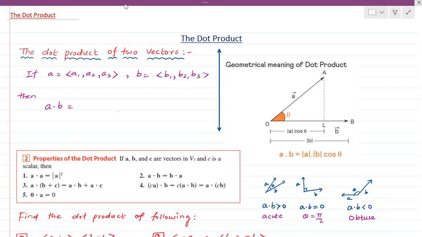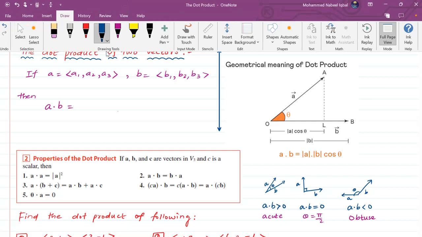In this video, we are going to discuss the dot product of two vectors. Here, the vectors A and B are given. I want to calculate the dot product of these two vectors.